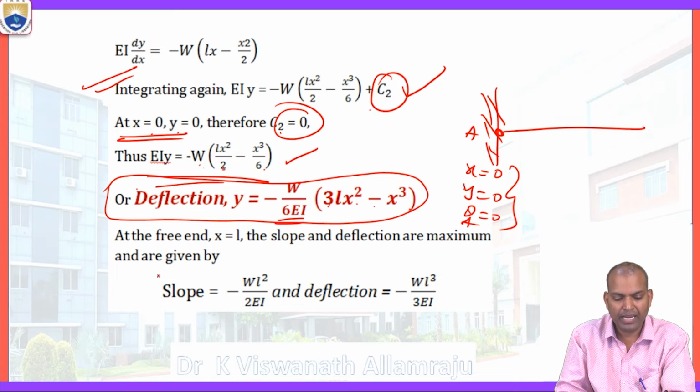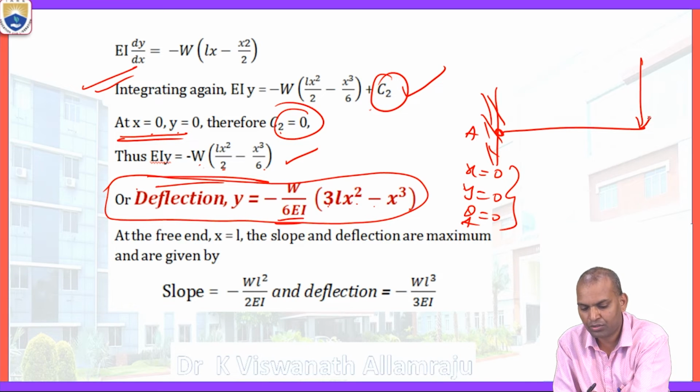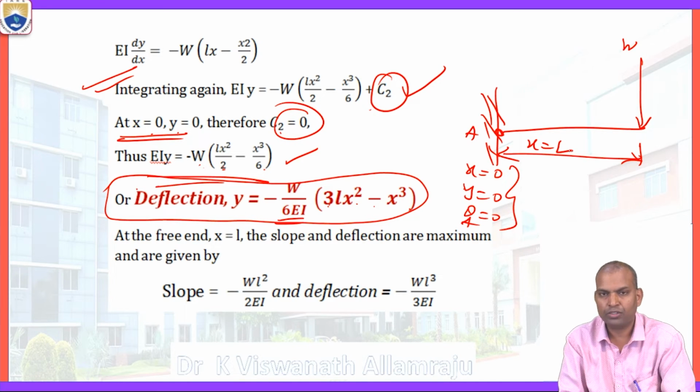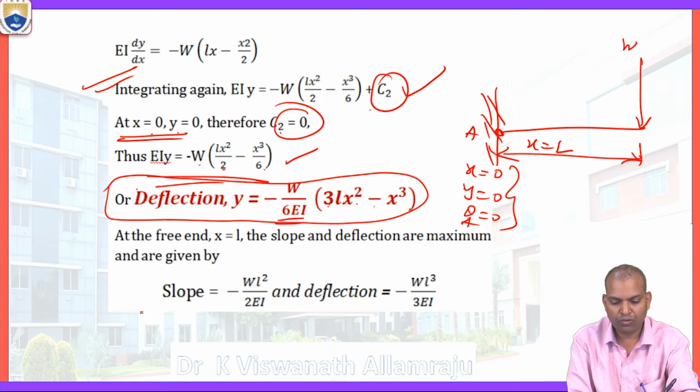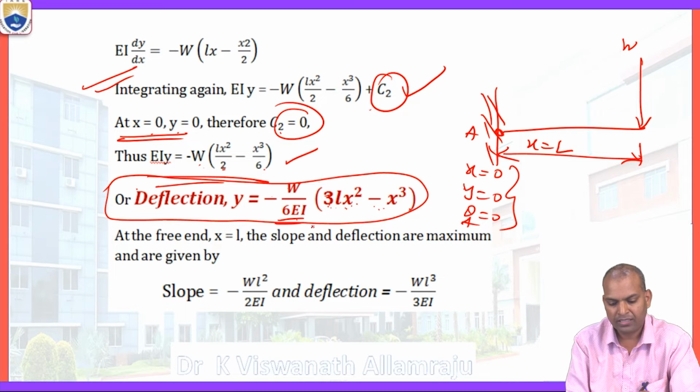Now at the free end, what are the slope and deflection? At x equal to L, substitute x equal to L in that, that means 3L cube minus L cube. That's 2L cube, 2 cancels with 6, giving 3, so the deflection is minus WL cube by 3EI.